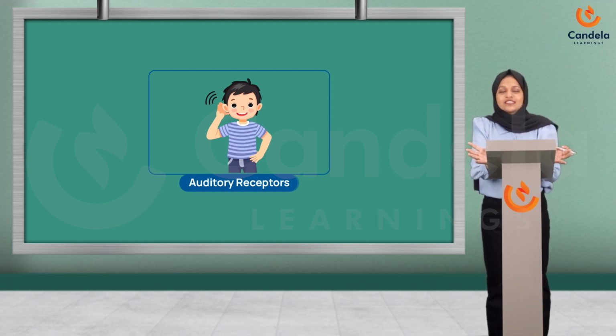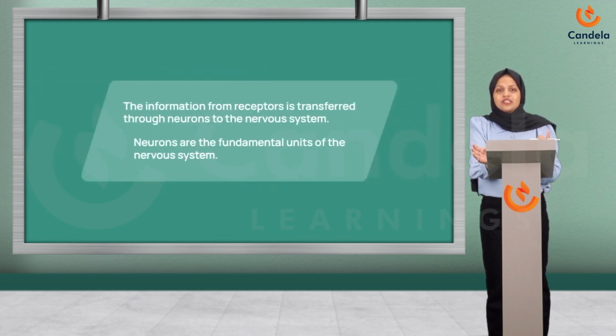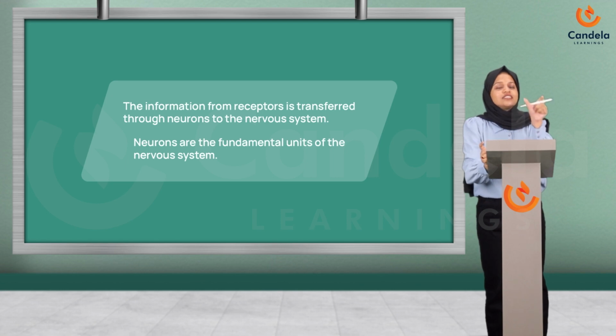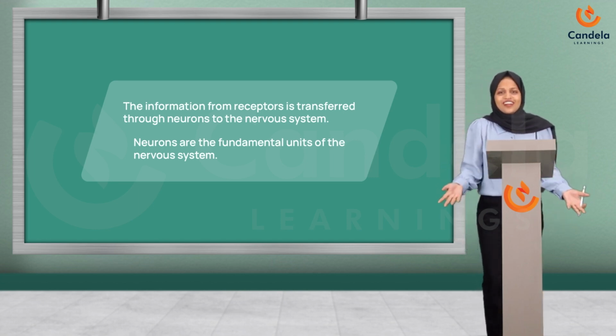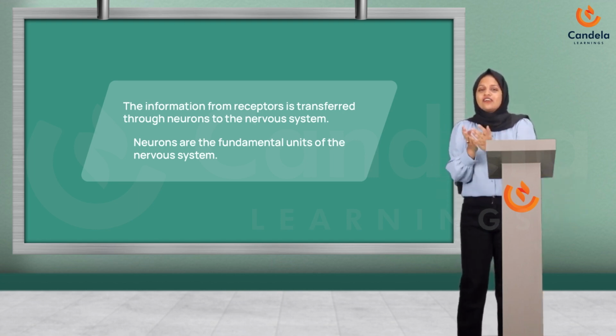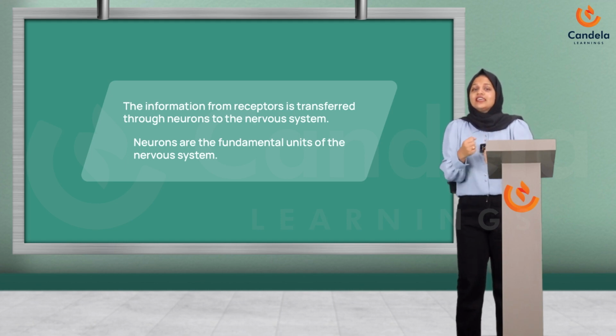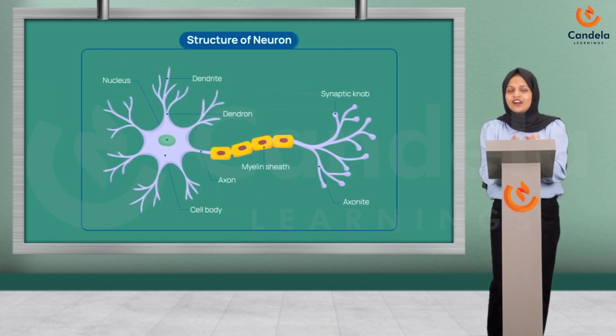Now what happens? The information from the receptor is transferred through neurons to the nervous system. So what did I say? The information from the receptor is transferred through what? Through neurons to the nervous system. You will be wondering, what is a neuron? Neurons are the fundamental unit of the nervous system, or we can say that the nervous system is made up of billions of neurons, not just one or two. Now we'll see the structure of a neuron.